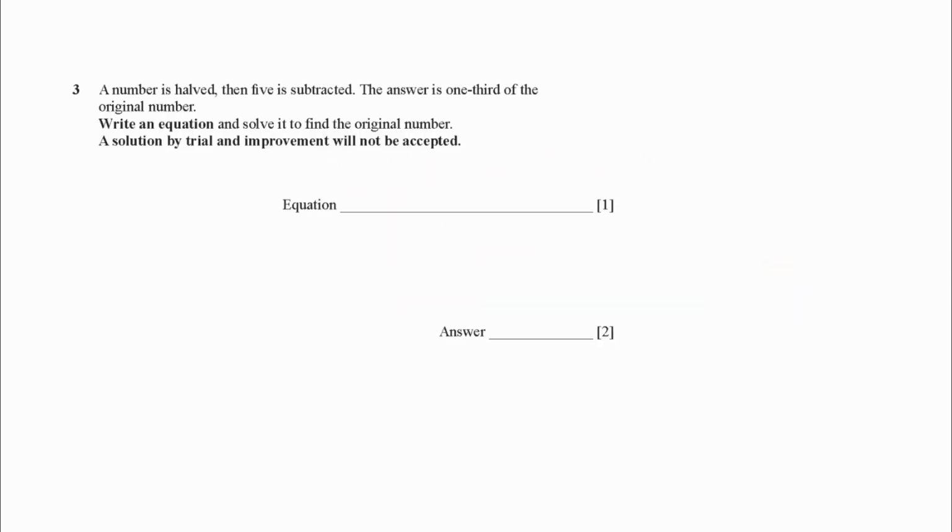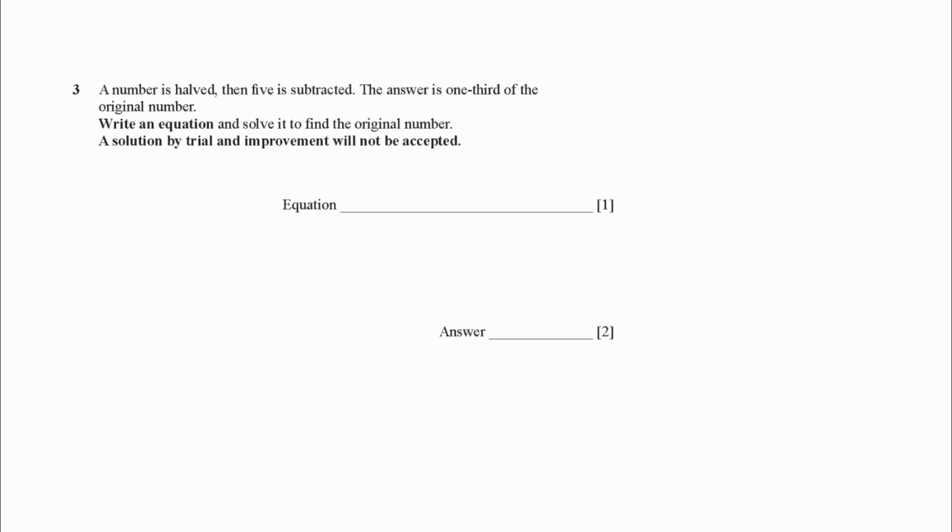So if we go to the next question: a number is halved, then 5 is subtracted. The answer is 1/3 of the original number. Write an equation and solve it to find the original number. A solution by trial and improvement will not be accepted.